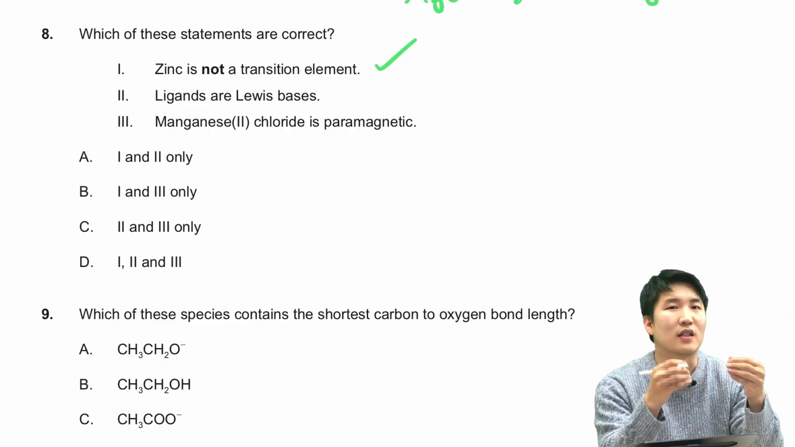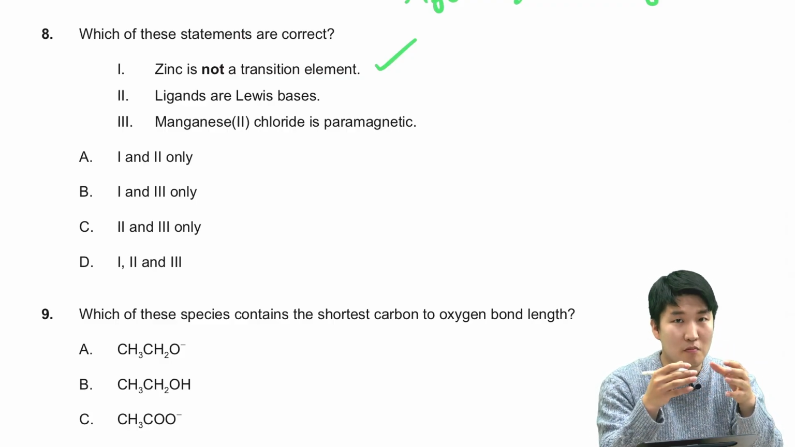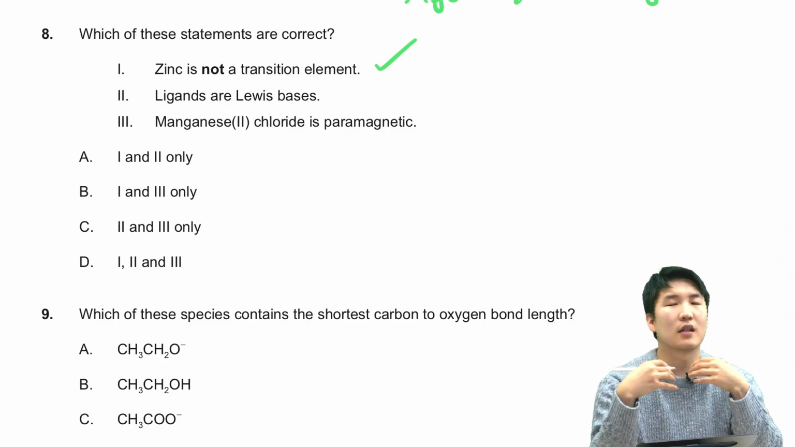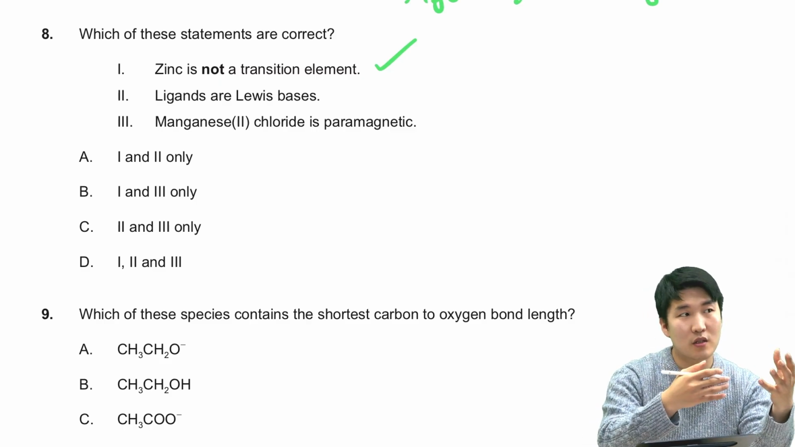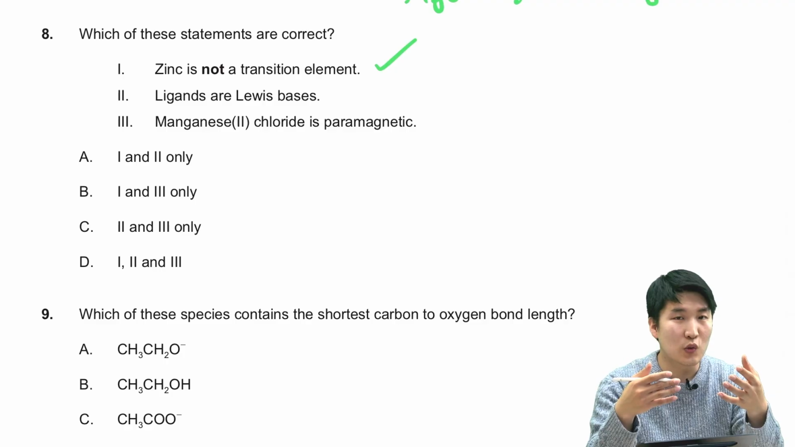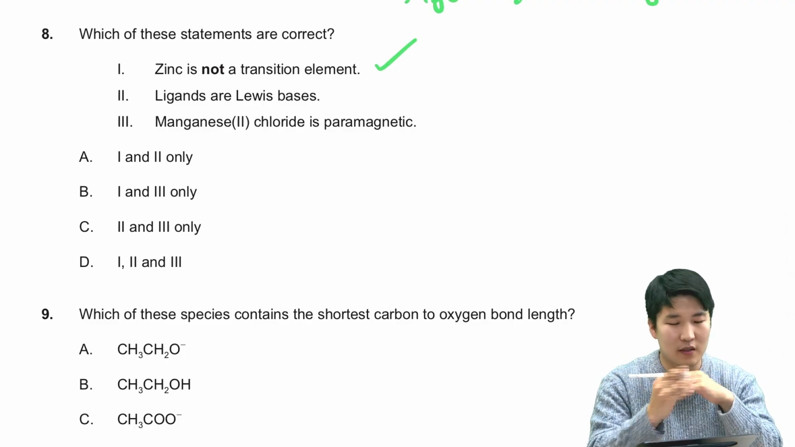Ligands coordinate to central transition metal ions by donating their lone pair, which by definition is also acting as a Lewis base.